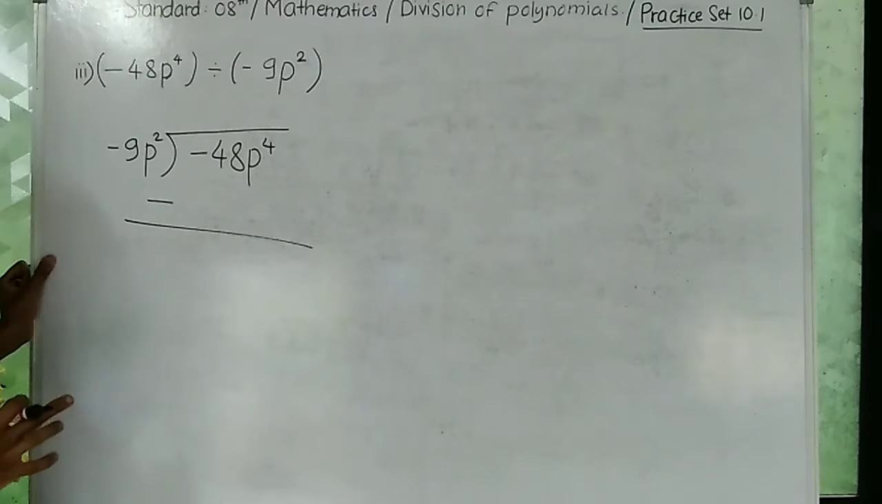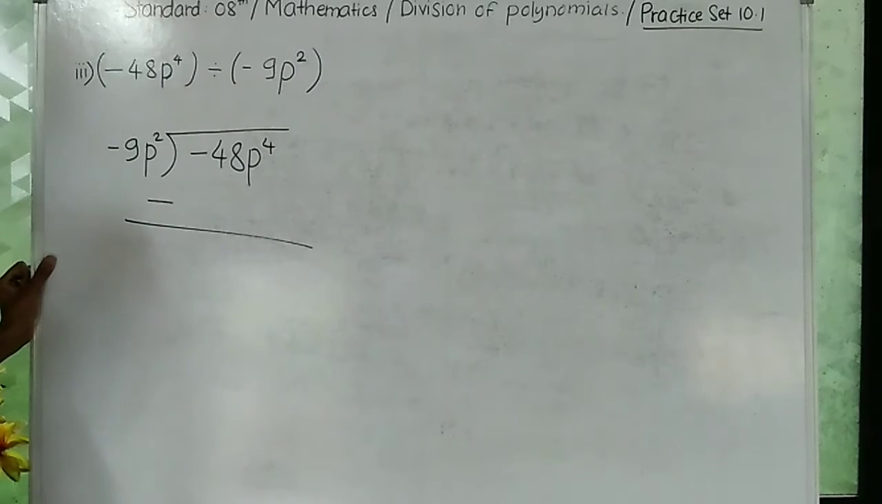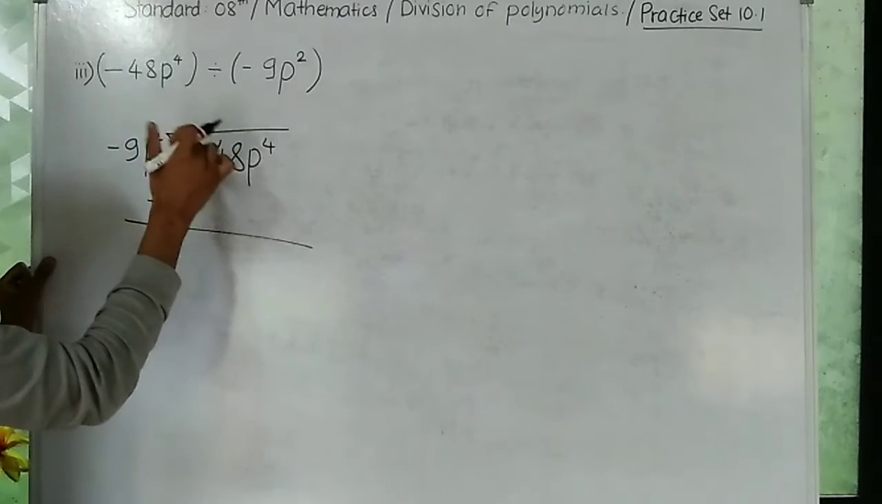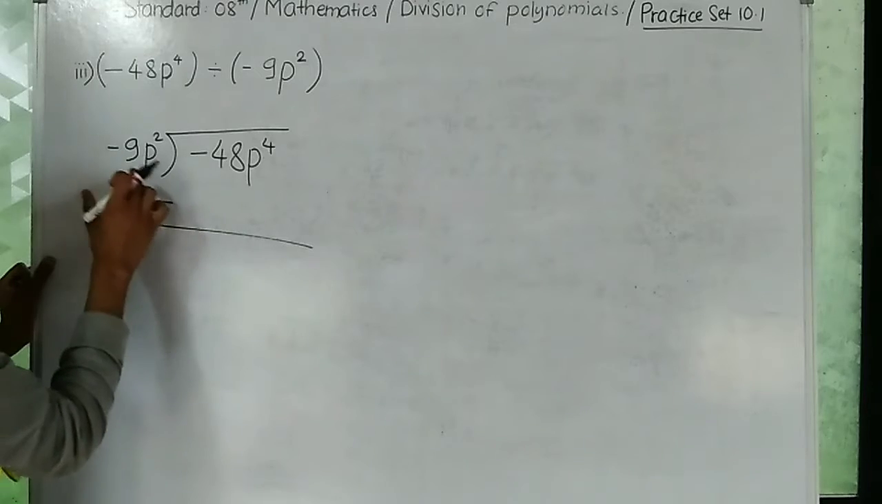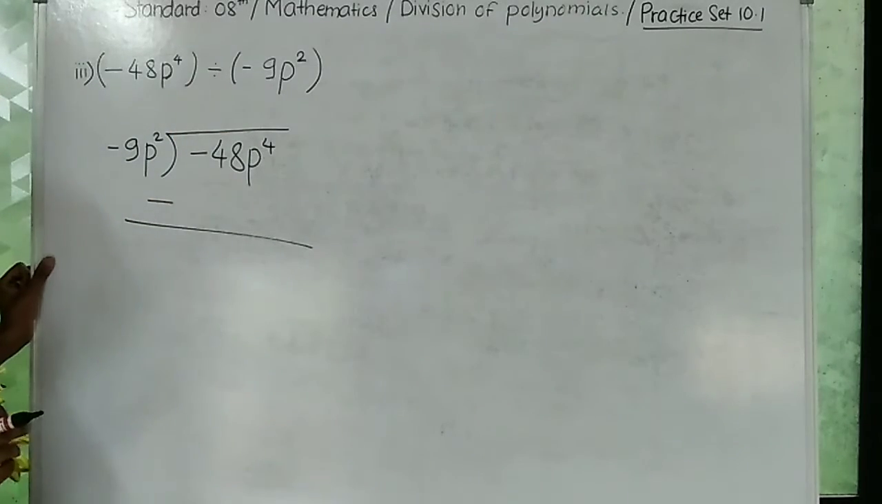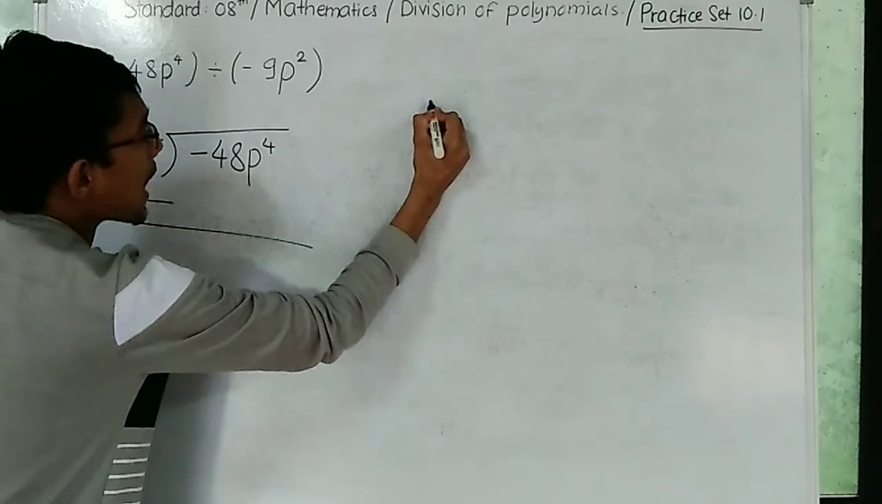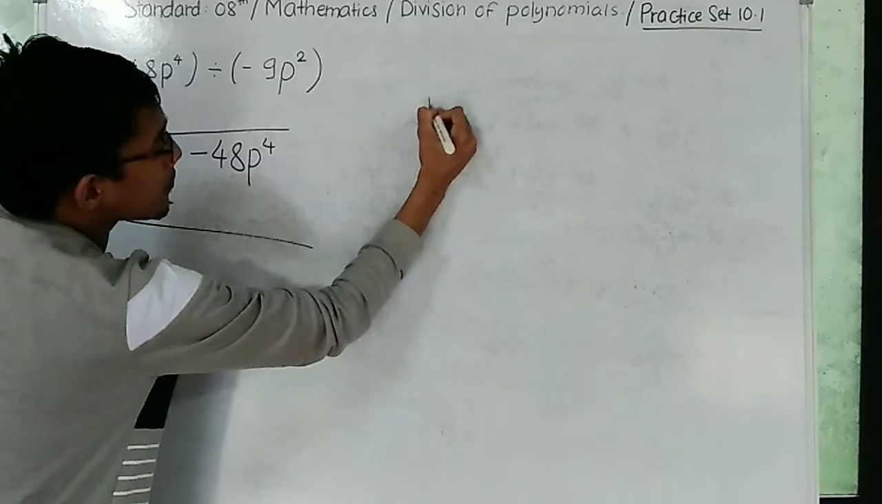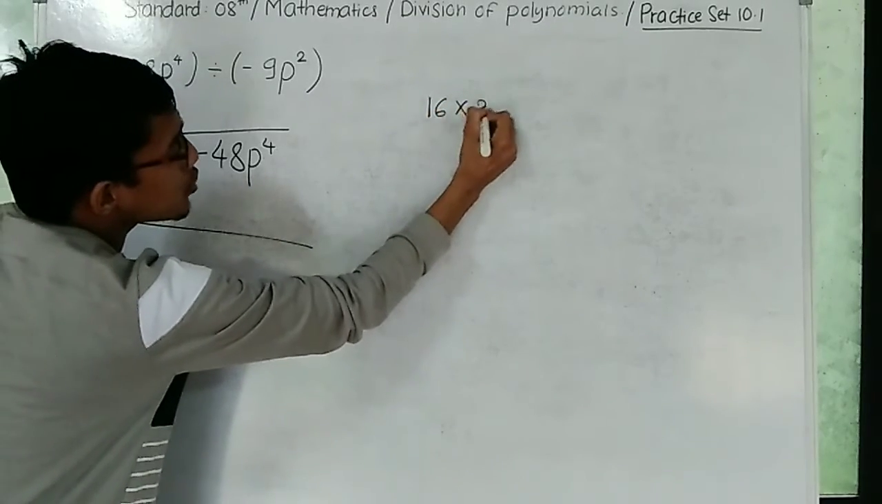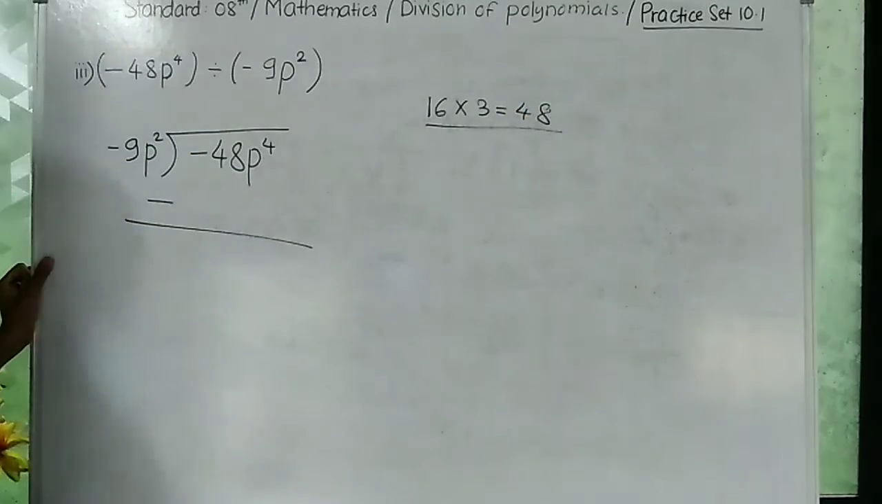So we know that 48 does not come in the table of 9. 48 is not there in the table of 9, so we cannot take a simple number over here. We will not get the multiplication of 9 by any number and the answer is not going to be 48. So what we can do, now we know that 16 into 3, 16 3s are 48.